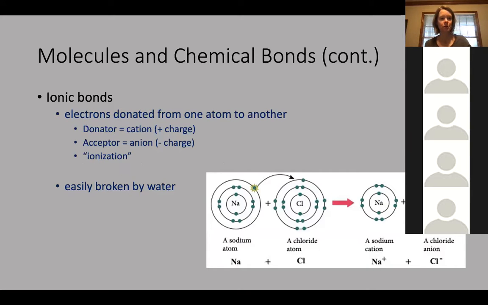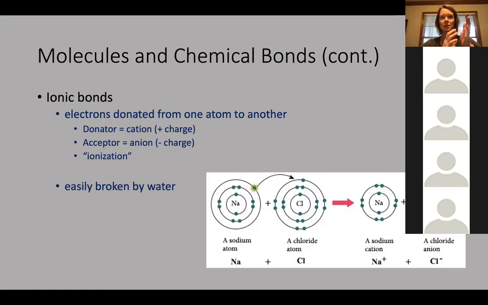Electrons are not shared as they are in covalent bonds. Rather, they're transferred from one atom to another. So it's a complete transfer of an electron rather than a happy sharing between the two. When these electrons are donated or accepted from one atom to another, this is called ionization. So an atom is ionized when it either donates an electron or accepts an electron. And these are always paired.